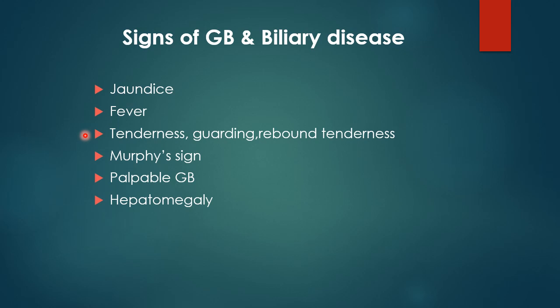Murphy sign may be positive, which is the stoppage of inspiration when pressure is applied in the right hypochondrium, and this is due to an inflamed gallbladder. Palpable gallbladder, this is especially so in malignant lesions obstructing the bile duct and causing obstructive jaundice. And hepatomegaly, enlarged liver, also seen in an obstructed bile duct.